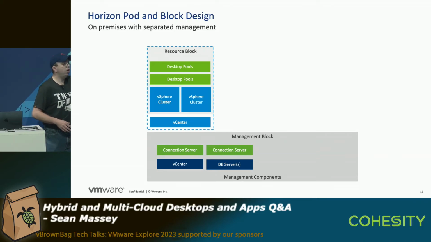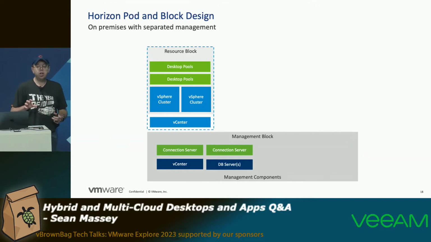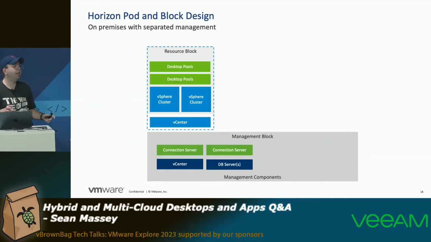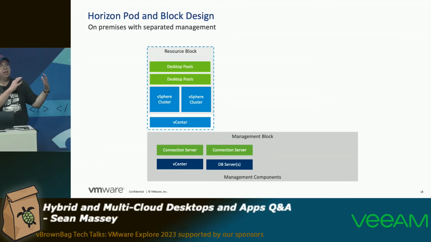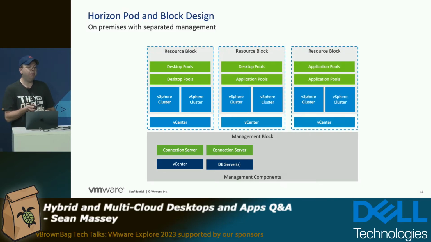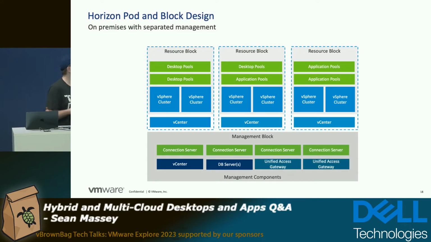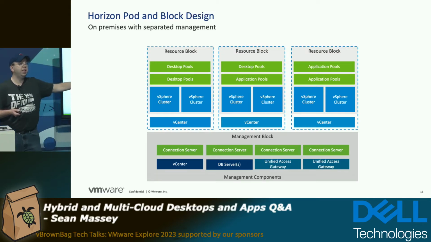Then we have what we call a resource block. The resource block is where we're going to run our desktops or our published app servers. And this makes for a very scalable architecture. So if we want to expand our Horizon environment beyond what one vCenter could support, or we want to have desktops in one and published apps in another, we can just scale this out by adding additional resource blocks that all connect back to the connection servers and UAGs in this management block.